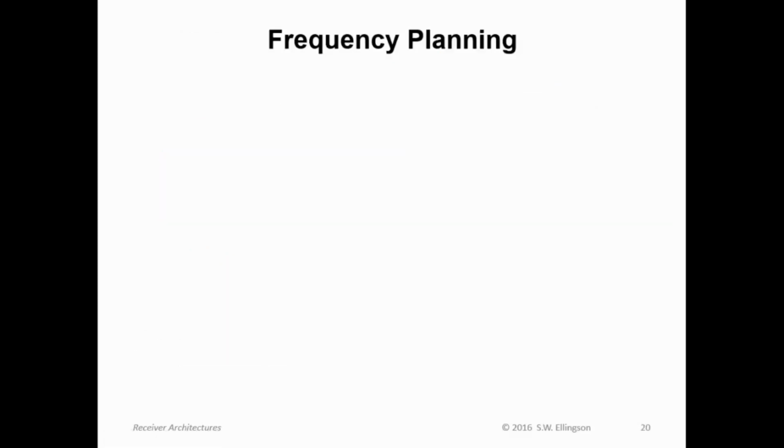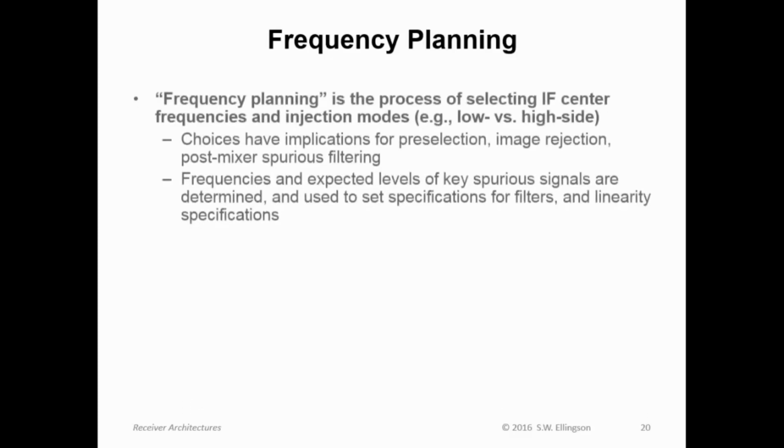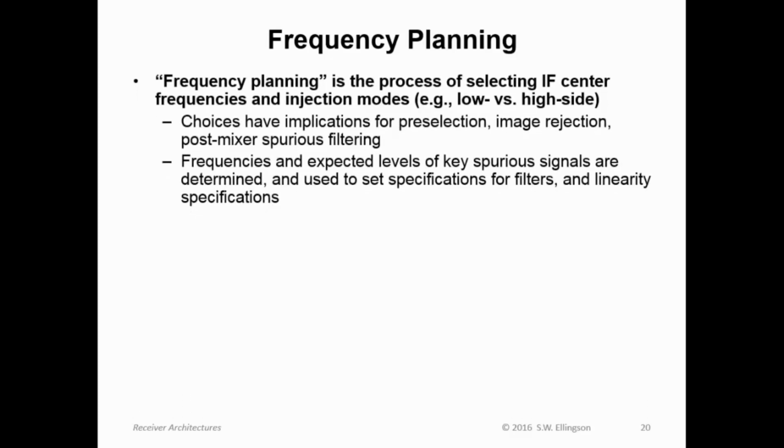Finally, frequency planning. Frequency planning is the process of selecting IF center frequencies and injection modes. In other words, where we're going to do low side injection versus high side injection. As we've seen, these choices have implications for pre-selection, for image rejection, and for post-mixer spurious filtering. And these frequencies and the expected levels of key spurious signals are determined using this process of frequency planning and used to set specifications for filters and linearity specifications.